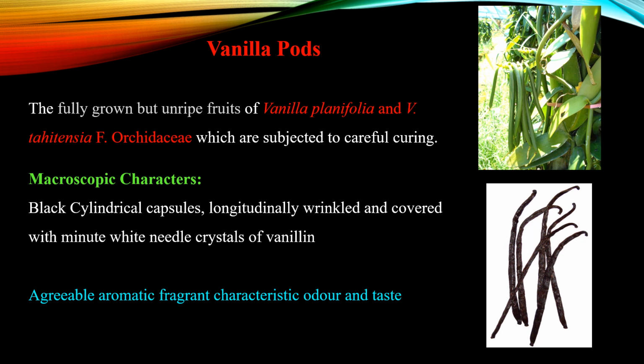Vanilla pods: they are fully grown but unripe fruits of Vanilla planifolia and Vanilla tahitensis, family Orchidaceae, subjected to careful curing. The cured vanilla pods are cylindrical capsules, longitudinally wrinkled, with black to brownish black color, covered with minute white crystals of vanillin. This is fresh vanilla pods before curing, with characteristic green color. It has an agreeable aromatic fragrance and characteristic aromatic taste.